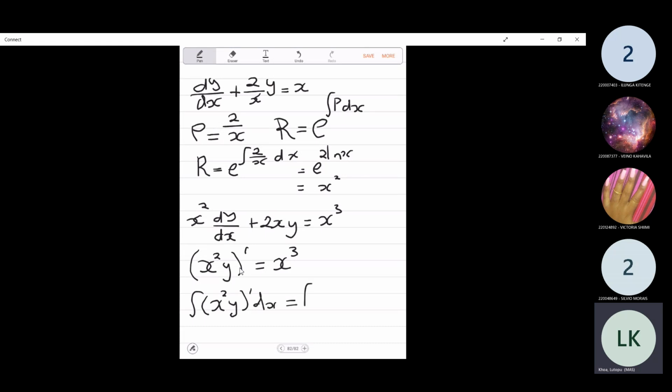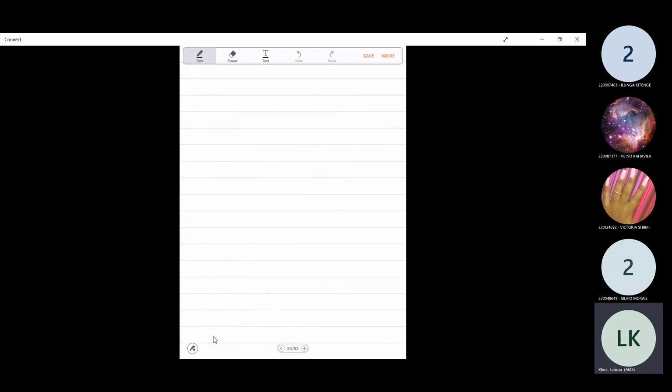This is equal to the integral of x cubed dx. And the integral and the derivative will cancel out. So I have x squared times y. This is equal to x to the power of 4 over 4 plus my constant c. And then from there, we can simplify to make it look a little bit better. And we have 4x squared y minus x to the power of 4 is equal to c.